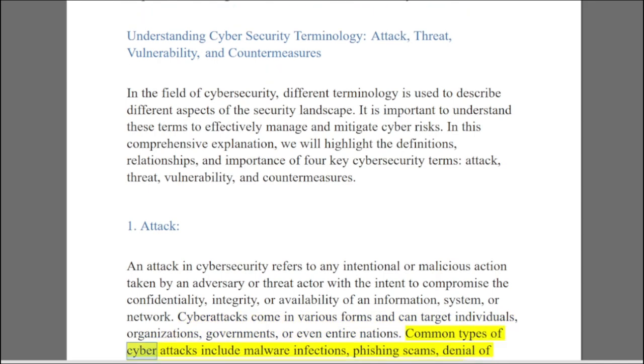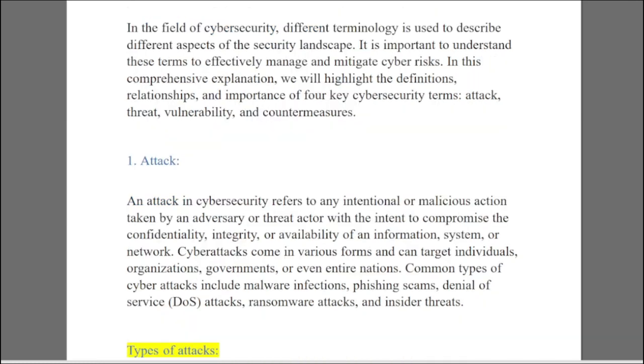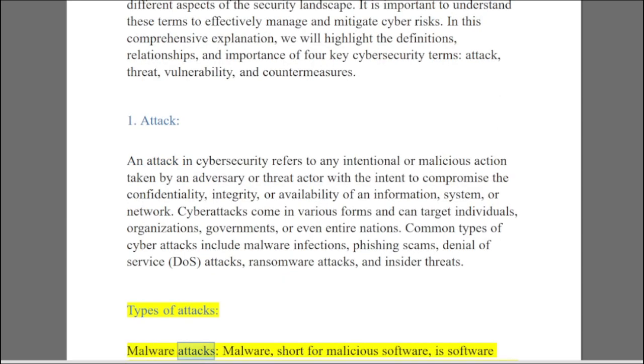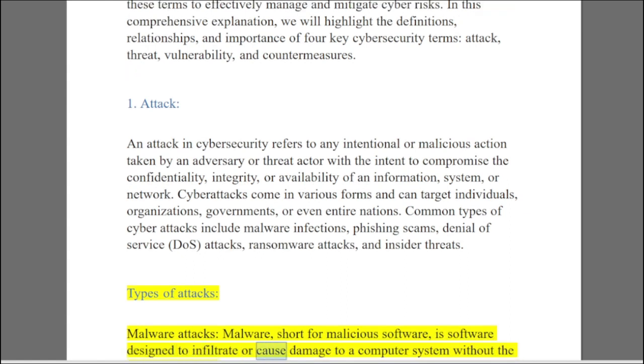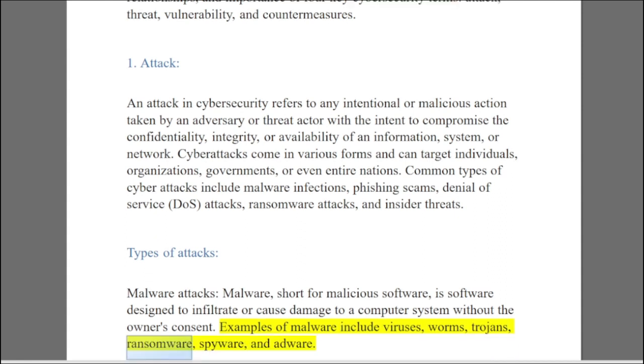Common types of cyber attacks include malware infections, phishing scams, denial of service (DoS) attacks, ransomware attacks, and insider threats. Types of attacks: malware attacks. Malware, short for malicious software, is software designed to infiltrate or cause damage to a computer system without the owner's consent. Examples of malware include viruses, worms, trojans, ransomware, spyware, and adware.